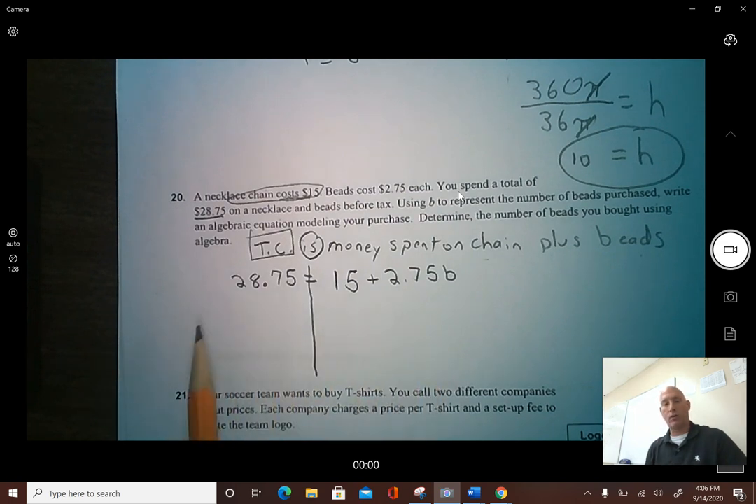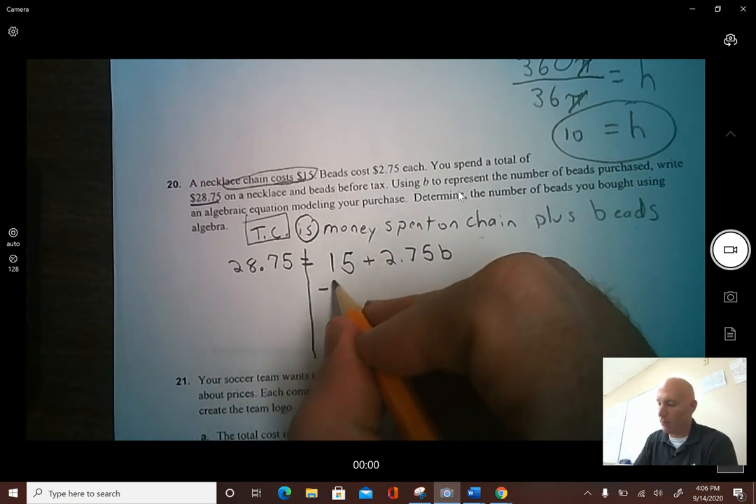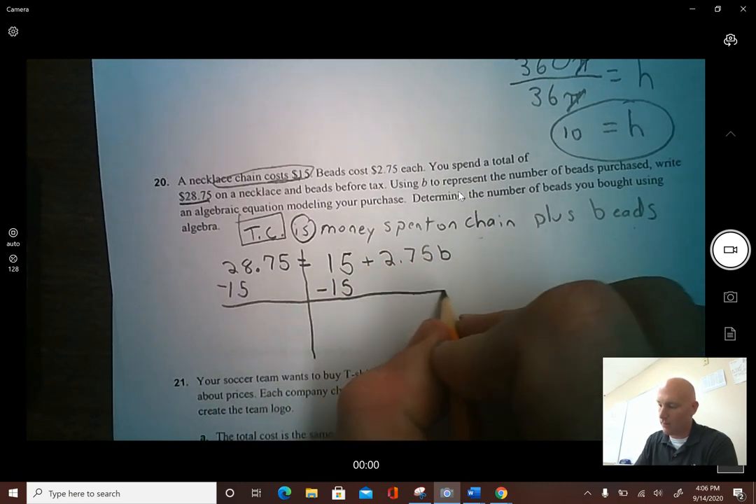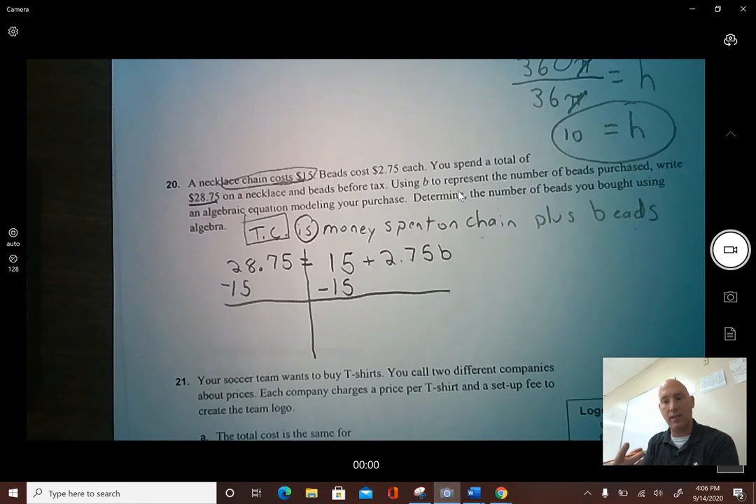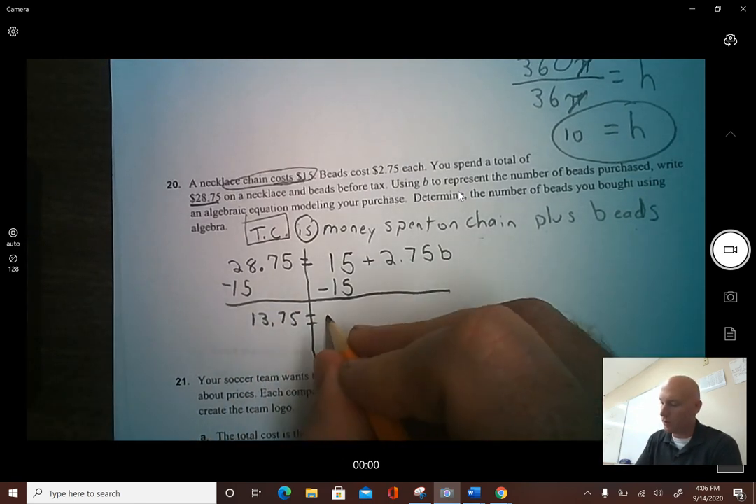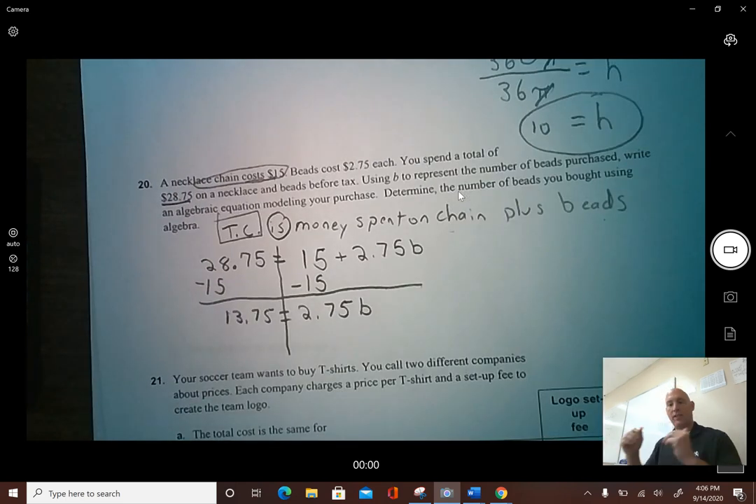And now we're just going to finish solving. This is a regular equation we've always had. No distribution, no combining like terms. Our variable's already on one side. Let's get rid of the term not containing the variable. Minus 15 on both sides. And we already did this in the calculator. We're left with 13.75 equals 2.75 B. This is what I did in the calculator.